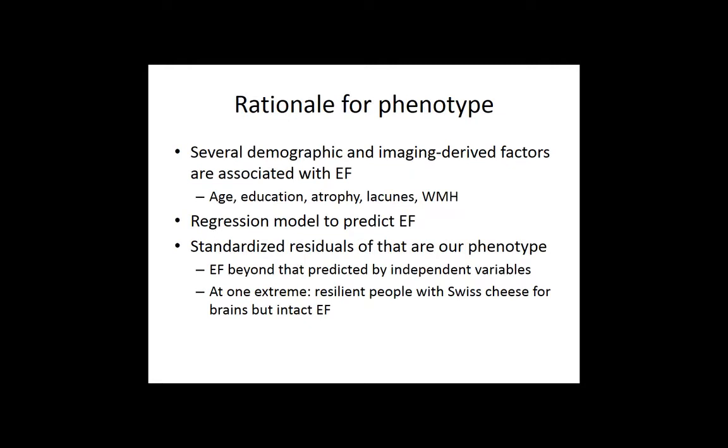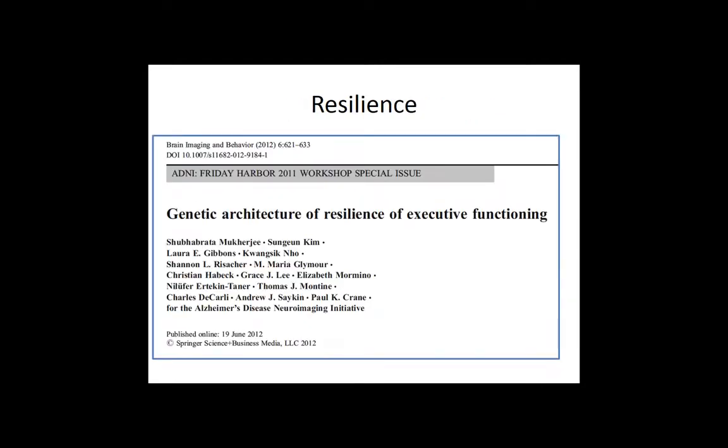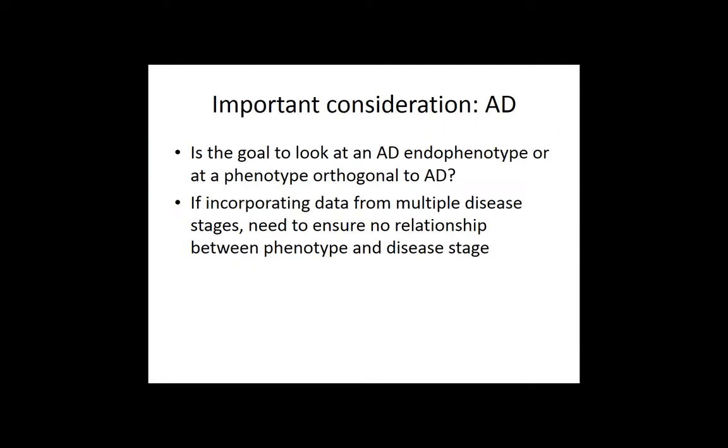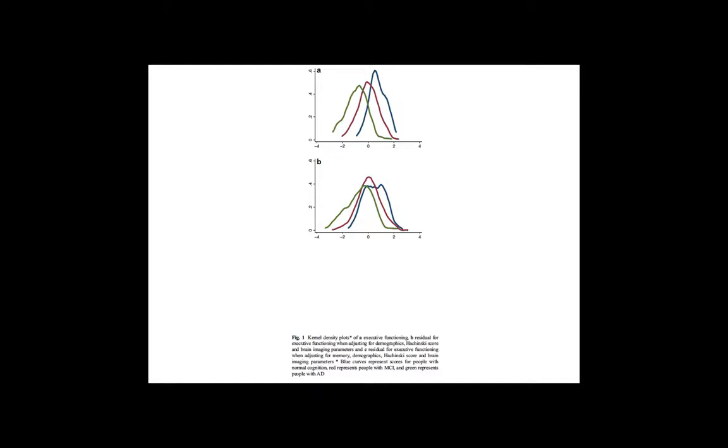And what else did we say here? I'm going backwards and forwards. So it's an important thing to think about in Alzheimer's disease: is my goal to be an AD endophenotype, or is it to be something that's orthogonal to Alzheimer's disease? And if you're incorporating data across all of ADNI, you need to be very clear with yourself about what am I doing here.